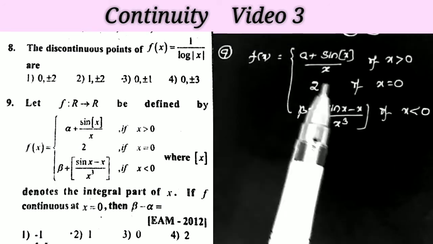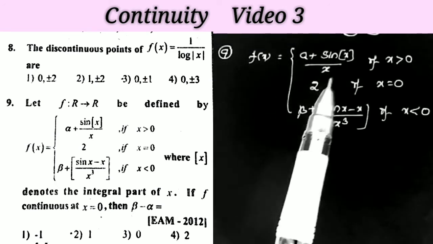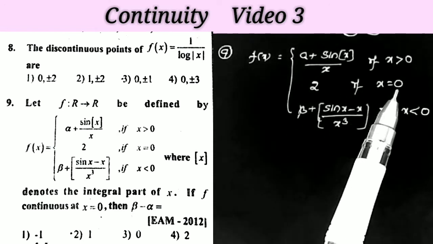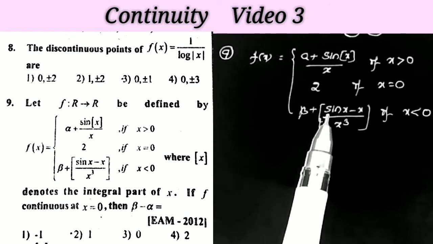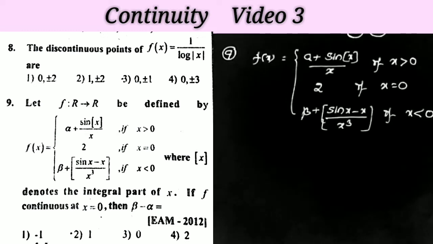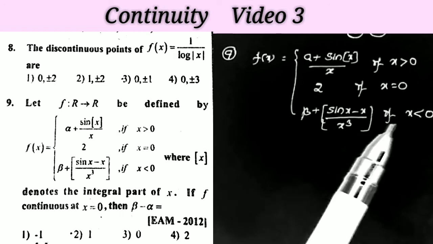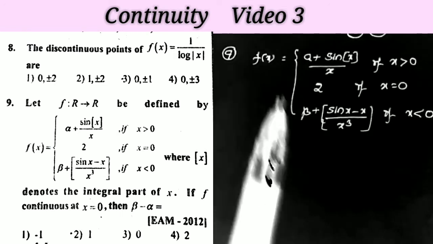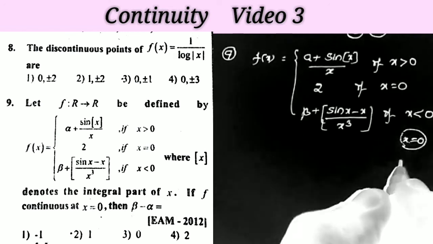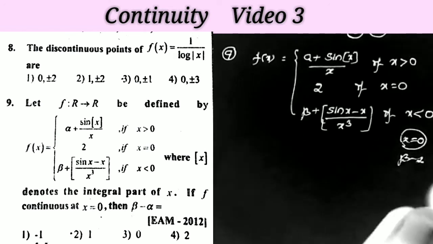If f of x is equal to alpha plus sine of step x by x if x is greater than 0, and this is equal to 2 if x is equal to 0, and beta plus step of sine x minus x by x cube if x is less than 0, where step x is the greatest integer function, and given that the function is continuous at x equal to 0, then what is the value of beta minus alpha? So this is the given question.